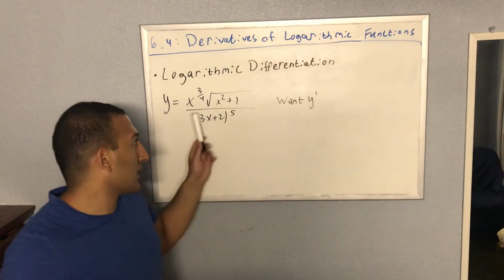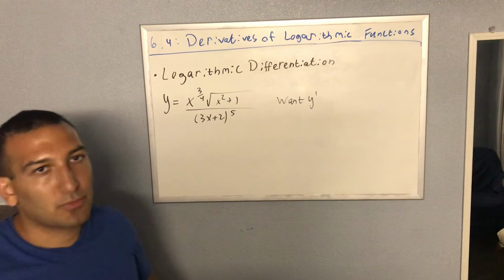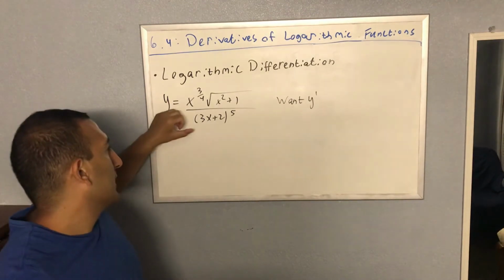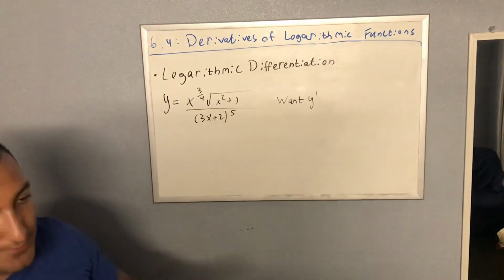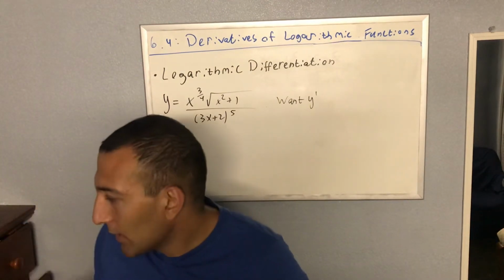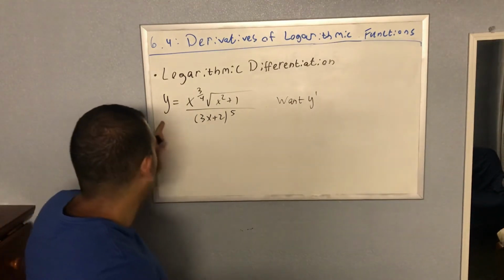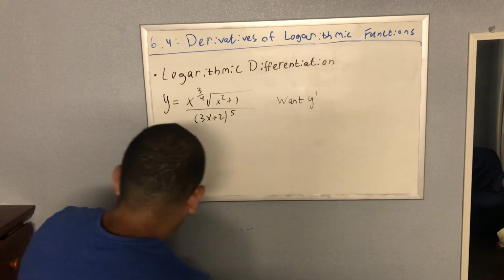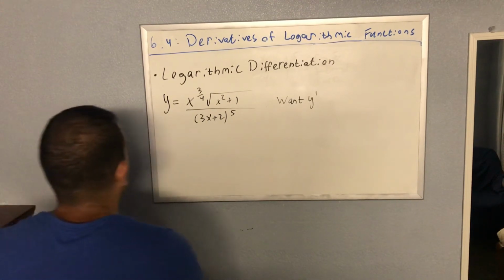Because this thing will look like a monstrosity if we just try and use the quotient rule. To use the quotient rule, we'll have to take the derivative of this, and that requires the product rule, so it's going to be messy. So what we do, step one, if you do have y equals something, is you can easily take the ln of both sides.